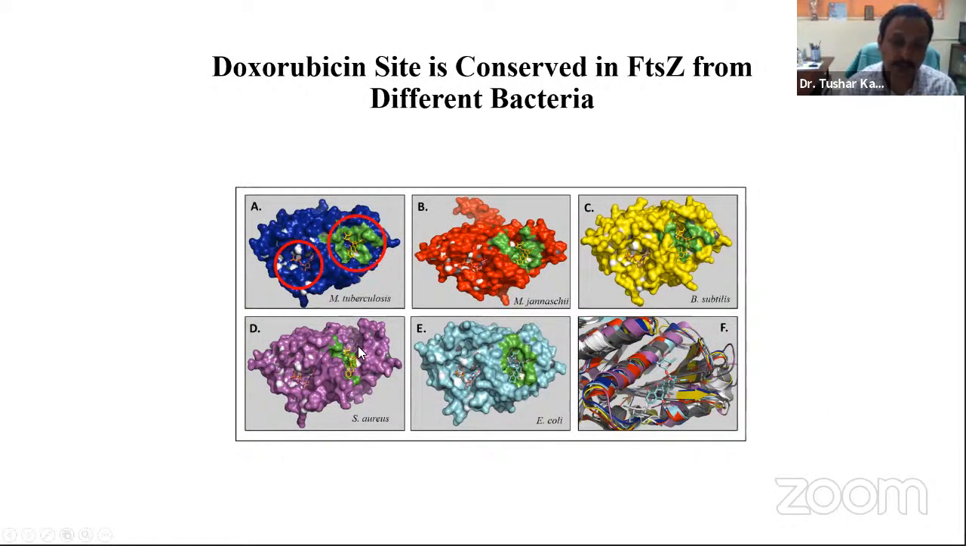And this site is present in many different species of bacteria. It's not only present in FtsZ from E. coli, but it is there in MTB, in B. subtilis, and in Staph aureus.